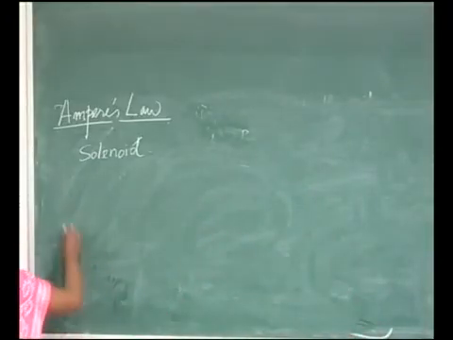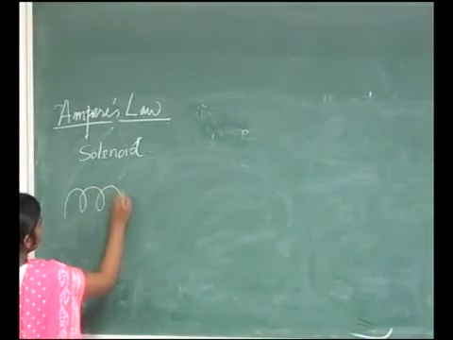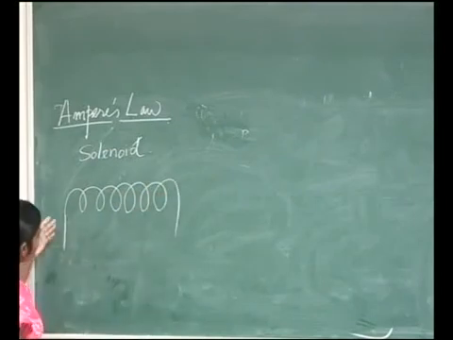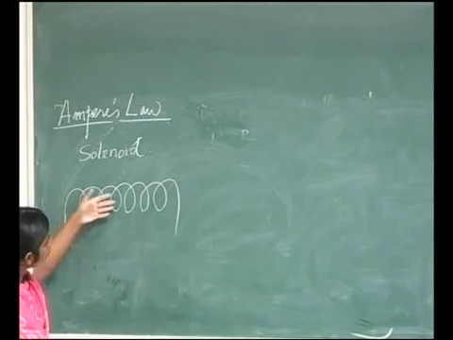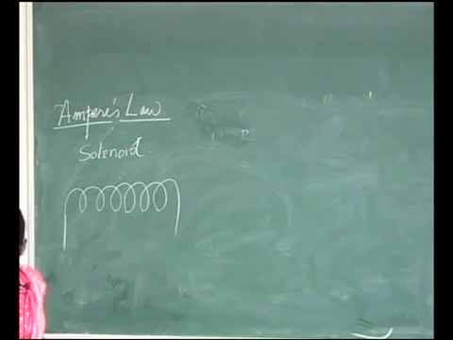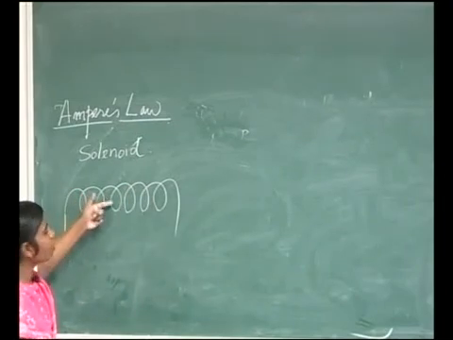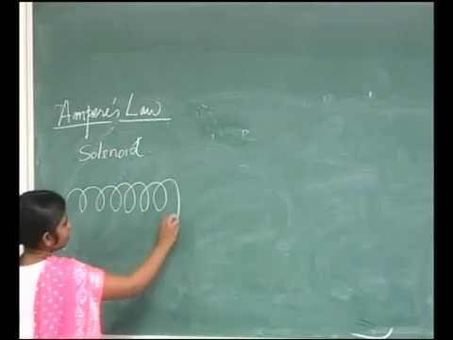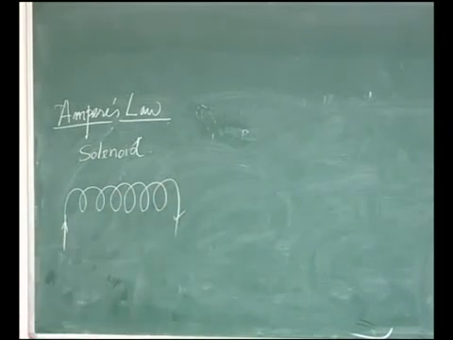What is a solenoid? A solenoid is something like this. If we wind too many loops close together, then it becomes a solenoid, or there are too many loops spiraling one after the other. So if I have a current like this, it spirals and it comes out. Okay. Why did we do this? Why was this required?